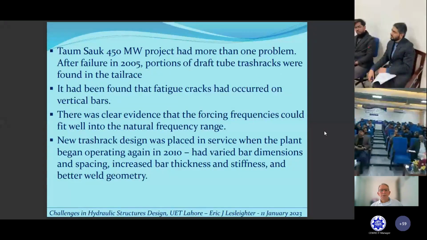Another project here, the Tumut project, had one failure. Draft tube trash racks were found in the tailrace. Fatigue cracks were found in the vertical bars, so it's a vibration problem. And often in our design of hydraulic structures, unless you know a bit about flow-induced vibration, you can come to some sort of grief. So there's clear evidence of the forcing frequencies equating to the natural frequency. In trash rack design, therefore, you have to look at the possibility of flow setting up this flow-induced vibration. There are many such cases.